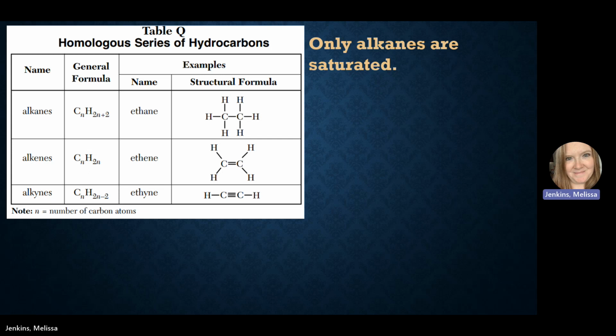Okay, so how would I name this? So first, are all the carbons connected in a chain? Yes. How many carbons are there? Okay, pent, good. Do you see any double bonds or triple bonds? Okay, so what is its name going to end with? The ene, right, for the double bond.